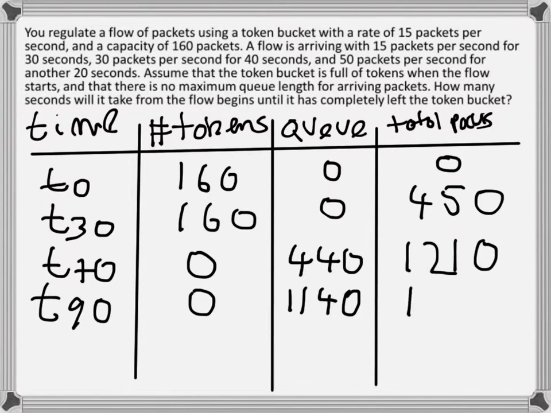arriving. So in total we have 15 packets processed. So the question is now, how long time does it take, because we have no more packets arriving, so how long time does it take for the 1,140 packets in the queue to be dealt with? We know that we have 15 tokens arriving every second, so we can calculate that this takes 76 seconds. So for these 1,140, it takes 76 seconds.